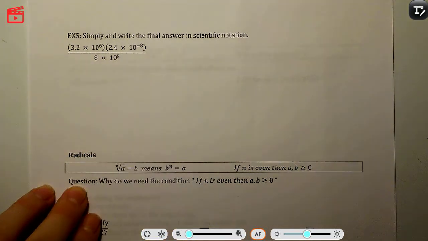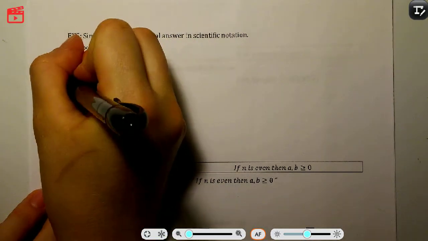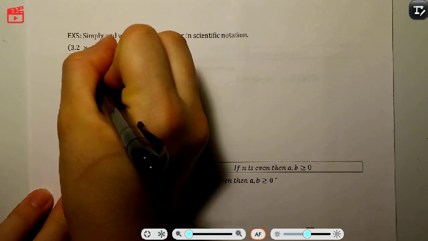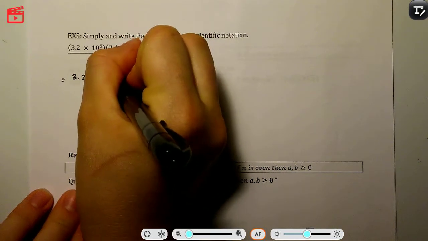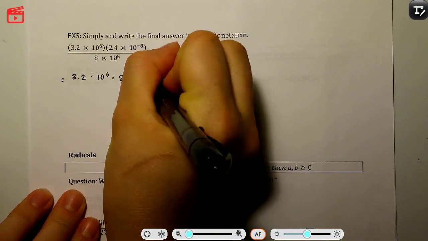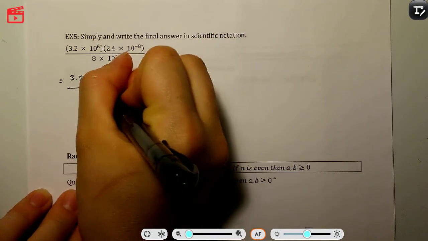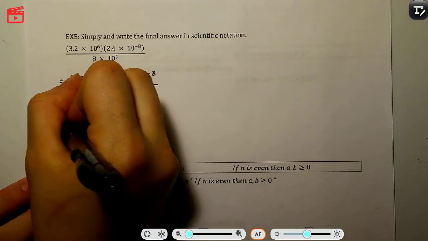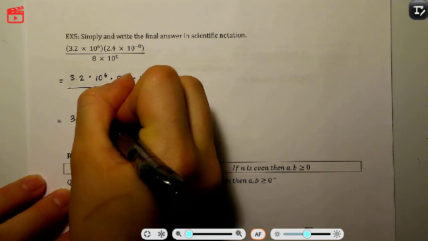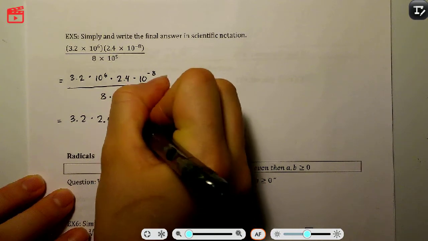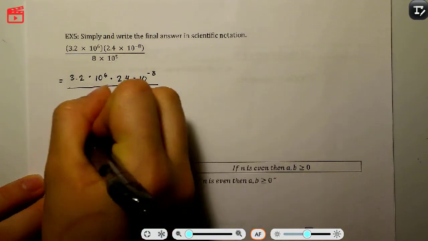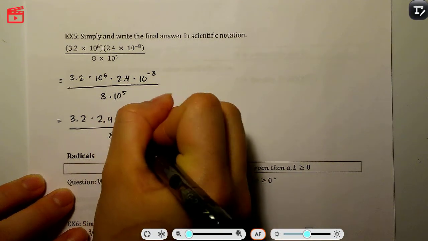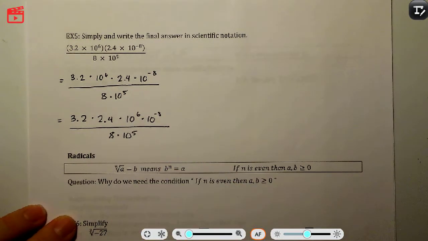So what I like to do is rewrite this problem using just the multiplication symbol. So this times 10 to the 6th times 2.4 times 10 to the negative 8 all over 8 times 10 to the 5th power. Once I've done that, notice these are all just multiplications. So I'm going to rearrange the top so the 10s are near each other and the numbers are near each other.